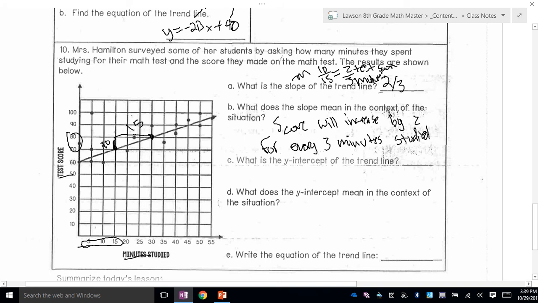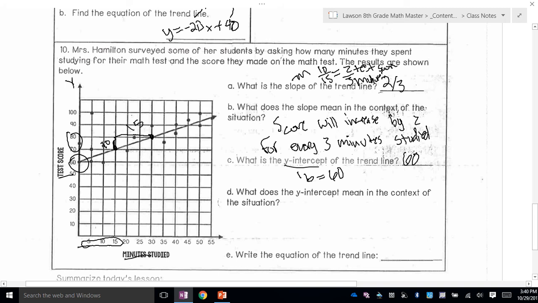Okay. And then it says C, what is the y-intercept of the trend line? We know the y-intercept is going to be my b, and that's a pretty easy one to find because it's where the line crosses the y-axis. So this line is crossing the y-axis at 60. So I know that my y-intercept is going to be 60. I don't have to do anything else to that number, so I can go ahead and write it in my blank. And what does the y-intercept mean in the context of the situation?